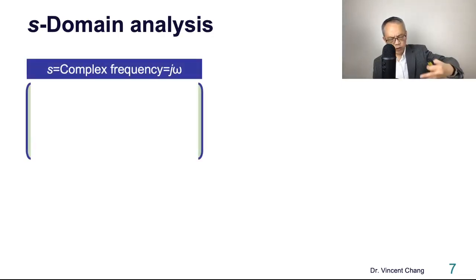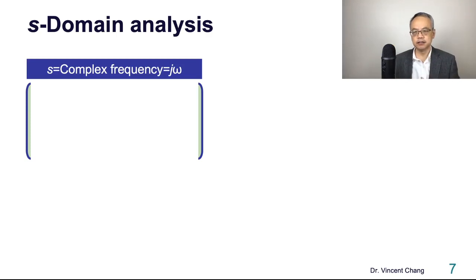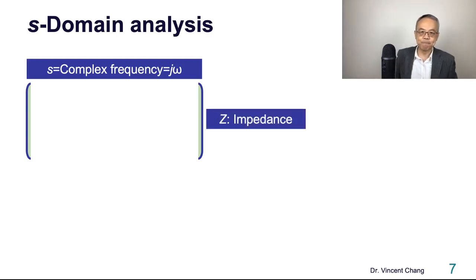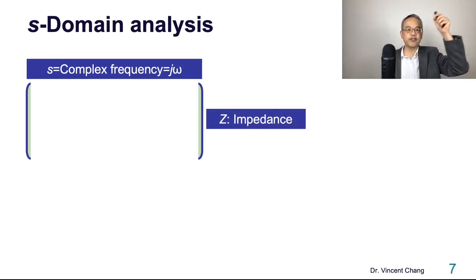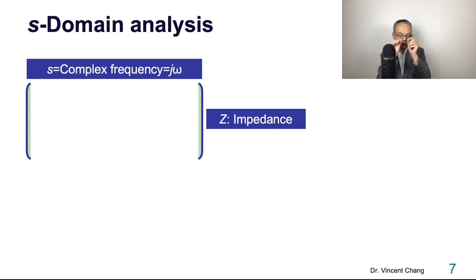So let's start with the S-domain analysis, the complex frequency domain analysis. We use a term called impedance from circuit theory. In circuit theory, there's the terminology called impedance, the general impedance, denoted by Z. So what is Z?